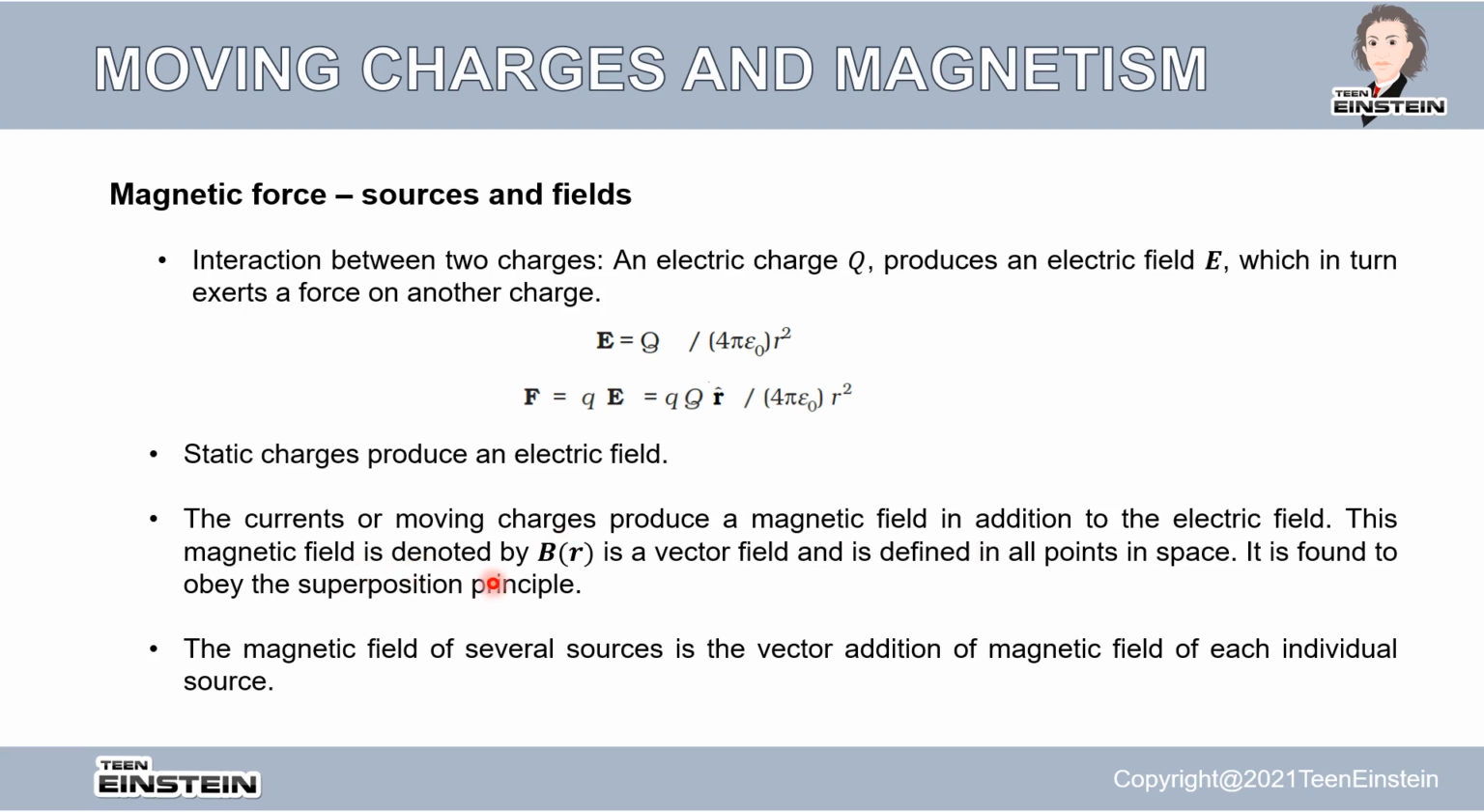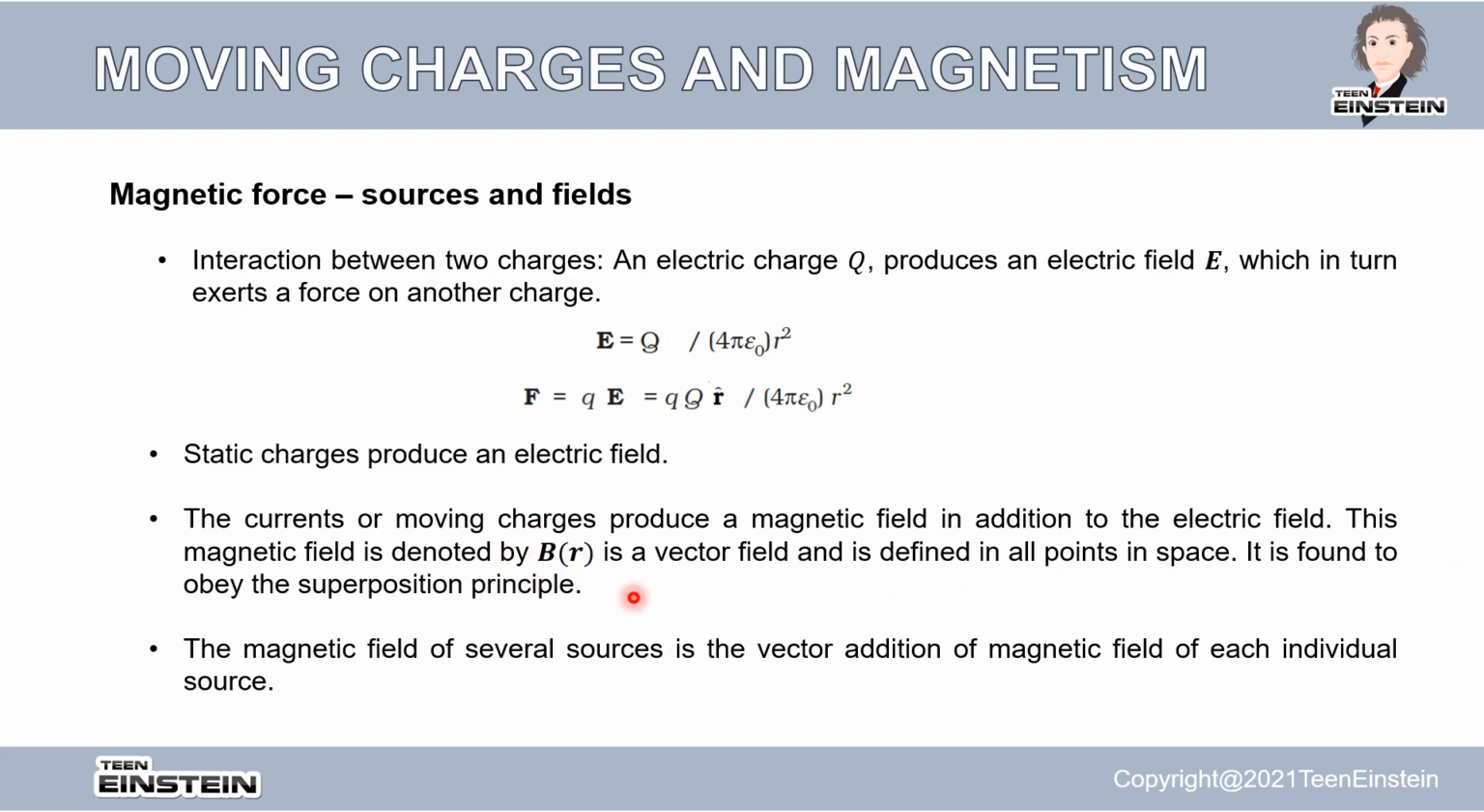The magnetic field they produce is given by B of R. Why do we say B of R? Because it is defined at every point in space. It's a function of R, and R is nothing but the position vector from the origin. So B is the magnetic field produced by a moving charge, and it's a vector field defined at all points in space. That's why we have B of R.